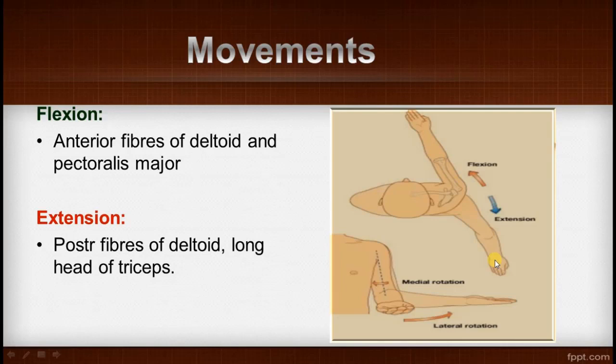Now, any movement should occur in some plane. So flexion and extension in one plane, abduction and adduction in another plane, and lateral and medial rotation in another plane. Here, these movements are referred not to a plane such as the sagittal, coronal or transverse plane, but with respect to the scapula. So flexion and extension occur on a plane perpendicular to the body of the scapula. That is the main thing you have to keep in mind with respect to the shoulder joint: these movements are oriented with respect to the scapula and not any coronal or sagittal plane for that matter. So for flexion and extension, these are the muscles: anterior fibers of deltoid and pectoralis major for flexion; extension is by posterior fibers of deltoid and long head of triceps.